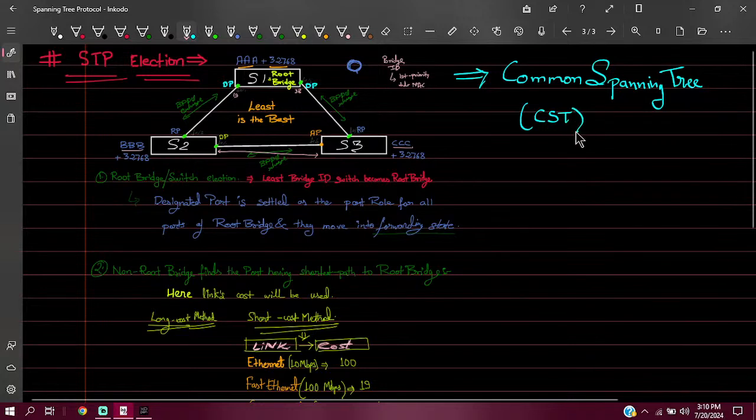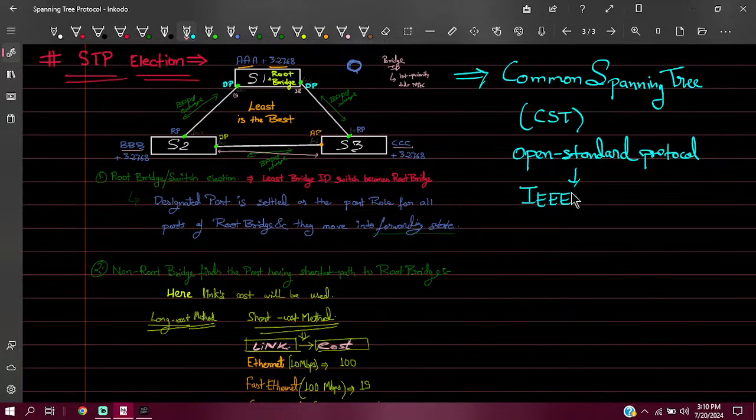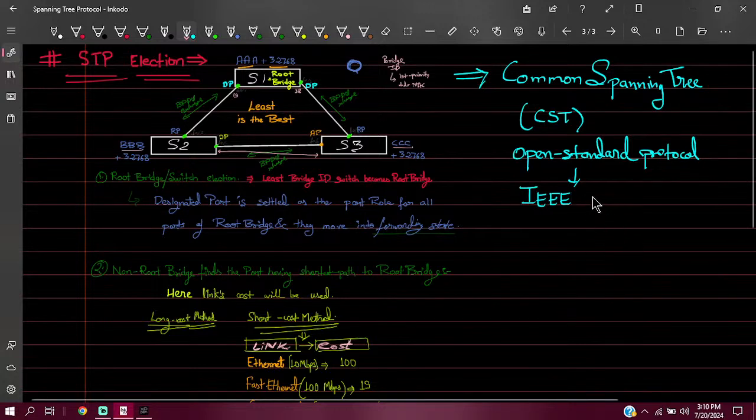Just remember, Common Spanning Tree is an open standard protocol. And it definitely follows the IEEE standard. Let me just verify once what the standard is, because I am very bad with remembering standards. Yeah, so it follows the IEEE standard 802.1Q.